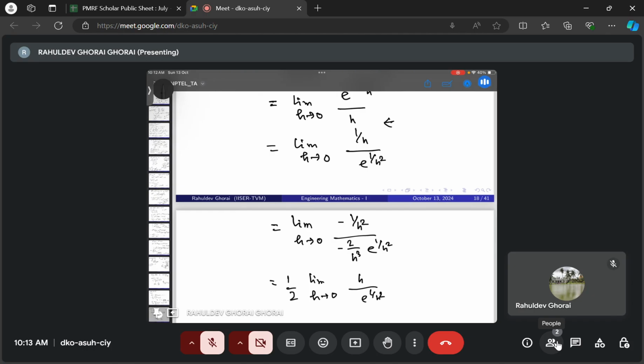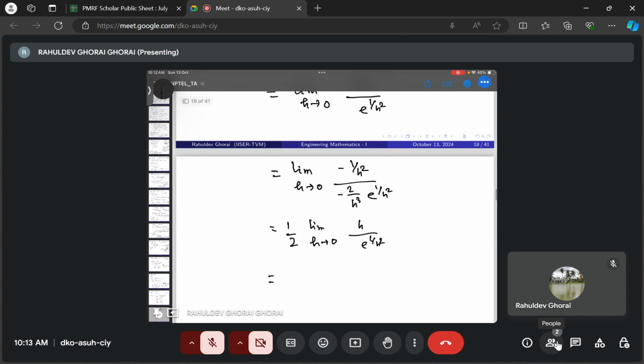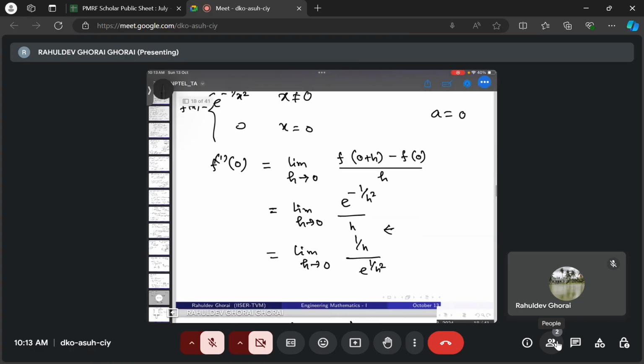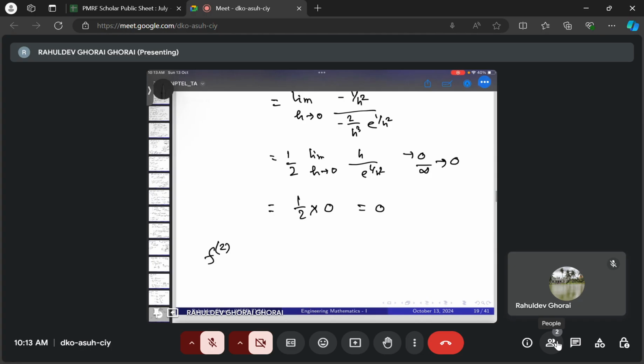So the limit as h tends to 0 is h over e to the power 1 over h square, with 1 over 2 taken common. Now h converges to 0, and e to the power 1 over h square converges to infinity. So it is 0 over infinity, meaning 1 by infinity, which converges to 0. So half times 0 is 0. Similarly, f2 at 0 will be 0, f3 at 0 will be 0, and the nth derivative at 0 will be 0 for every n.